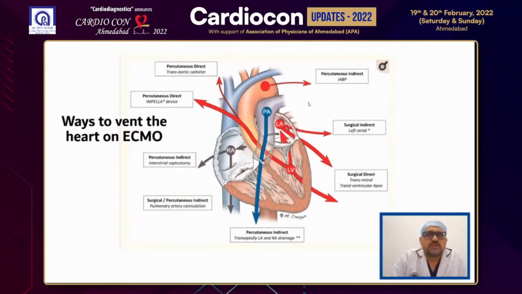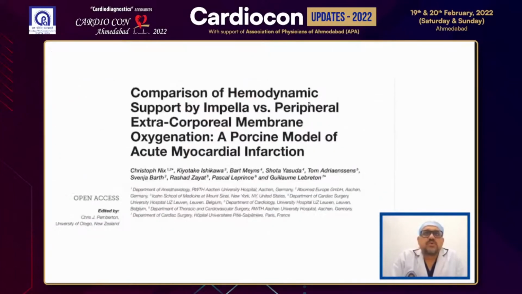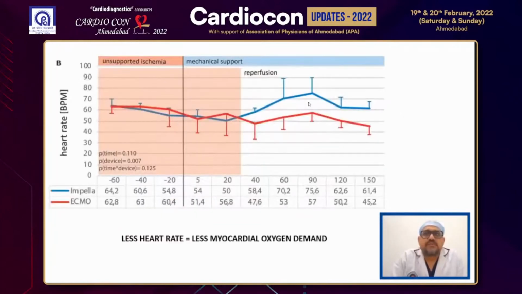We can do a small mini thoracotomy and directly vent the LV, or use a transaortic catheter. Each LV unloading strategy has its own advantages and disadvantages. We'll not discuss them in detail right now. One thing to note from this article by Nix et al., which compared Impella and ECMO in a porcine model of acute myocardial infarction, is that ECMO, denoted by the red line, results in a much lower heart rate compared to Impella, and as we all know, a lower rate translates to lower myocardial oxygen demand.